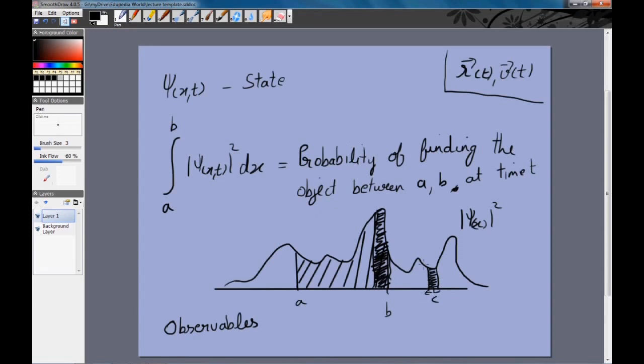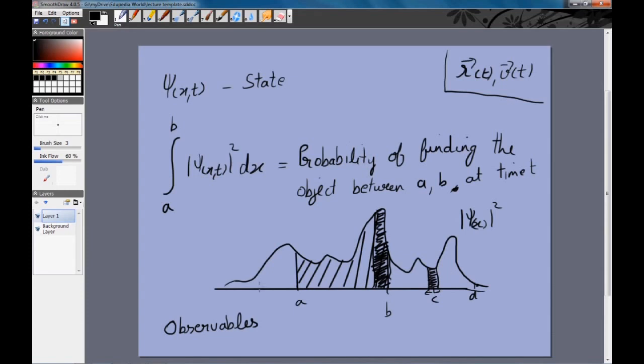Now you can see that mod psi of x whole squared has a much higher value near b than near c, and it has an almost zero value near this point d. That means the probability of finding the particle near b is much larger than the probability of finding the particle near c, and the probability of finding a particle near d is approximately 0.